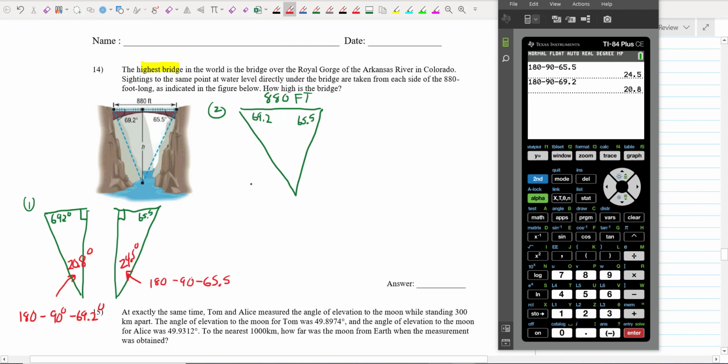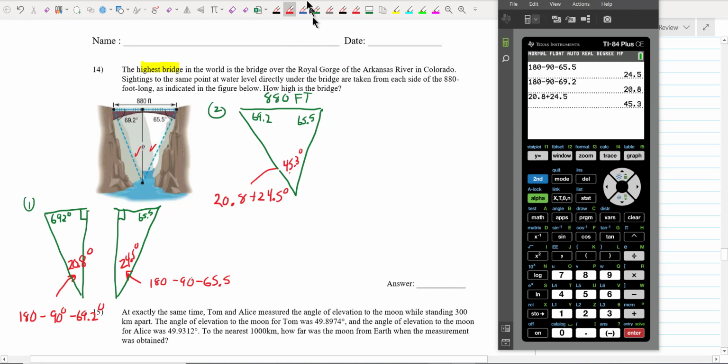So actually that would give us enough information to figure this out. That would just be those two angles added up. So this angle would be 20.8 plus 24.5 degrees. So let's do that. Okay, so that would be now a 45.3 degree angle. Okay, so now we have enough information to use the law of sines to find a side. So this angle is 45.3 degrees.